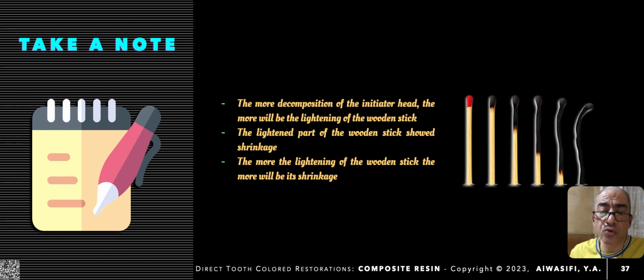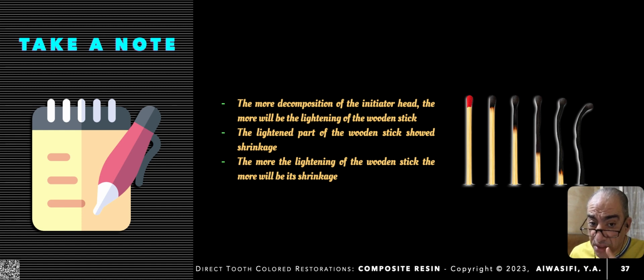The more you decompose your initiator with the activator, the more will be the produced free radicals, the more will be the cross-linking, and the better will be the properties of the material. Okay, that's the same like your matchsticks. The more decomposition of the initiator head, the more will be the burn that will affect and burn the whole wooden stick. Okay, and the more will be the lightening.